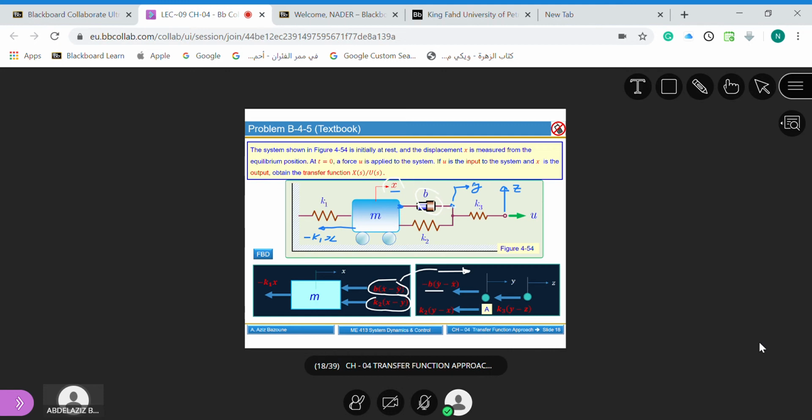So here also we have a force that is coming from this end, and the spring K3 has a relative motion. So we will have minus K3(y minus z). So if we now write the equation of motion for the mass M, and we write the equation of motion for the junction A, it will turn out to be like this.